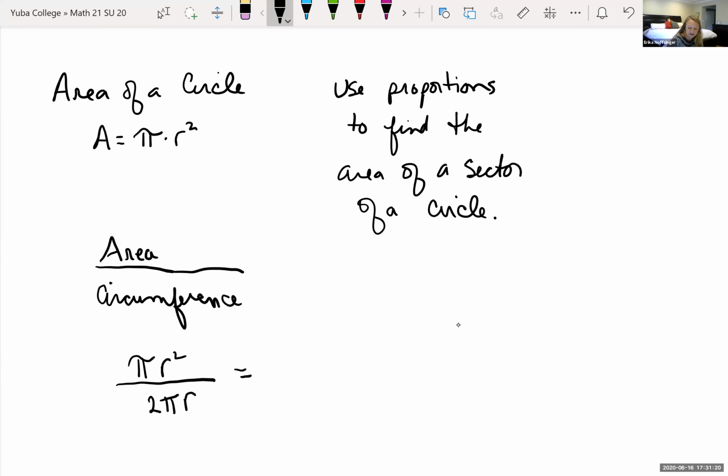And so if we reduce this, notice that your pi's cancel. And you have a radius squared on top and a radius in the denominator. So the one on the bottom cancels one of them on the top. And we get back that we have r over 2.